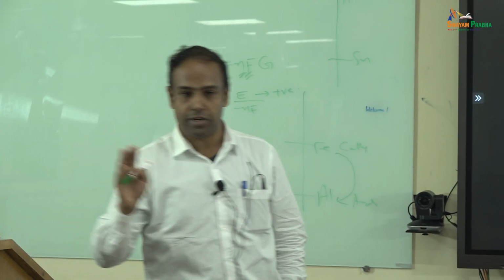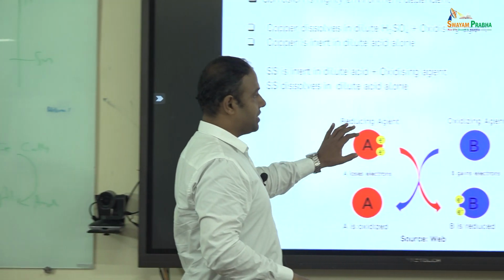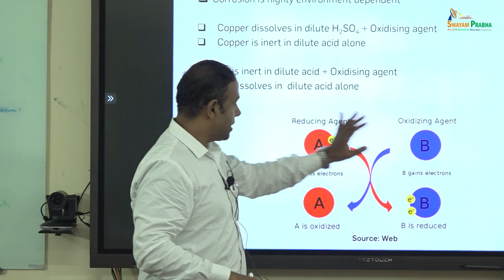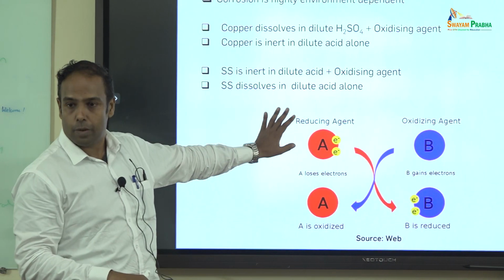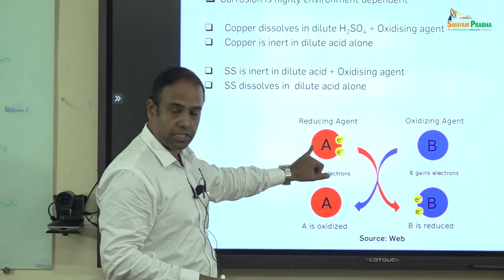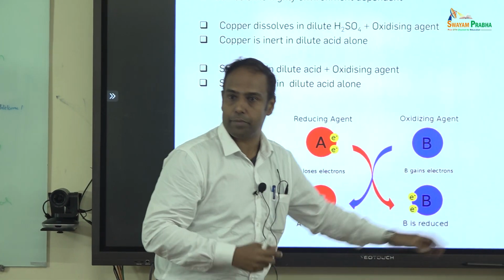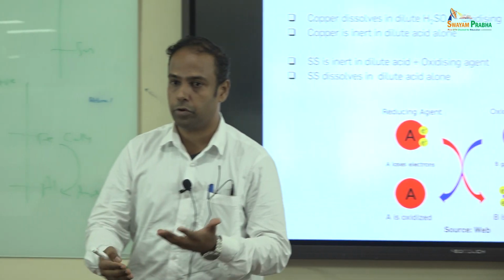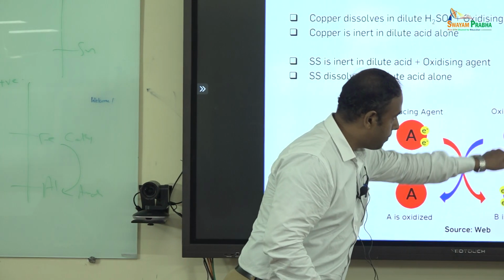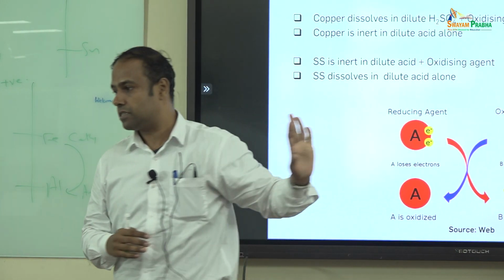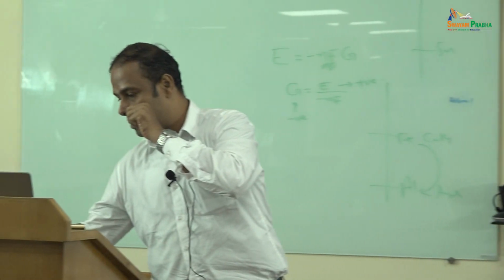Now, this is just to remind yourself what is a reducing agent and what is an oxidizing agent. In our case, the metal is the one I always keep as the reducing agent, because that's the one which likes to give the electron. And the species which is in the environment, it could be oxygen, it could be proton, it could be chlorine, which are the ones which can pick up the electron, they are the oxidizing agents. This is just a revisit to the concepts.